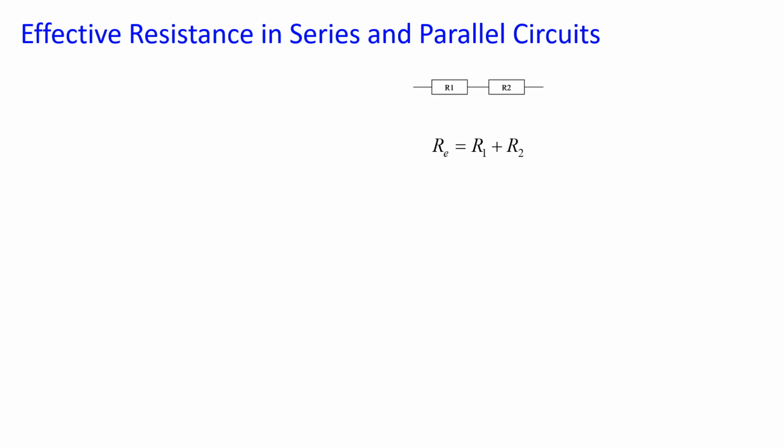As we know, if you have two resistances in series, then the effective resistance is just the sum of those two resistances. And if you have two resistances in parallel, then the reciprocal of the effective resistance is equal to the sum of the reciprocals of the two individual resistances.